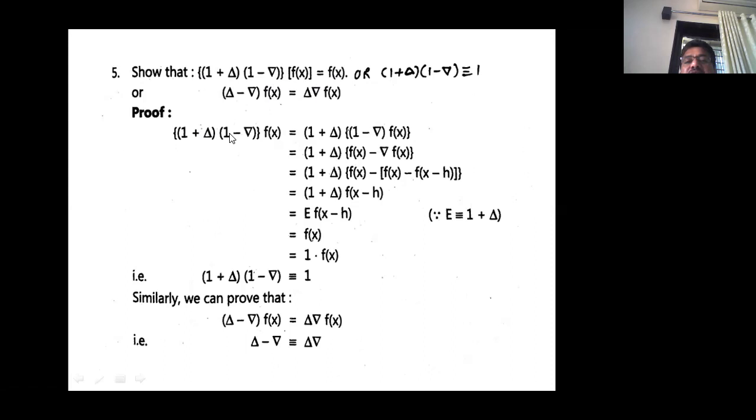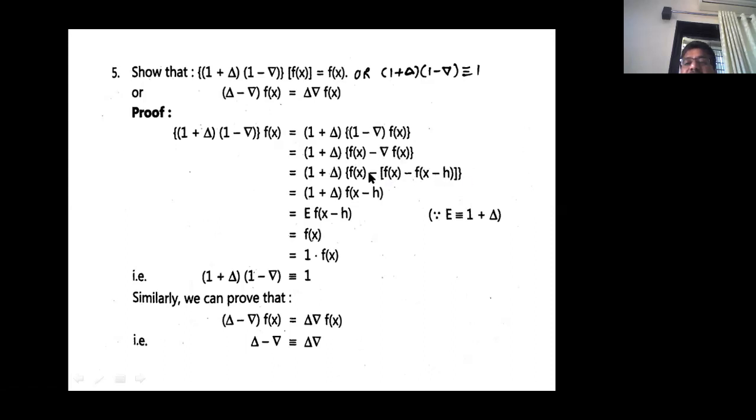Again, f into g(x) is f of g(x). So (1 + Δ), (1 − ∇)f(x), then multiply by f(x). So 1 into f(x) is f(x) minus ∇f(x), and then ∇f(x) is what? In bracket, because there is a negative sign. So in bracket, ∇f(x) is what? f(x) minus f(x − h), the value at the point minus the value at the previous point.